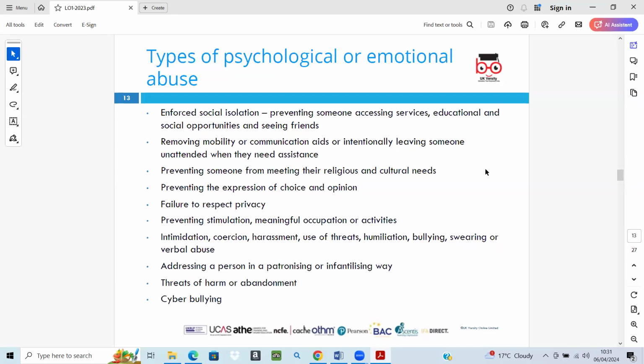Then we have types of psychological or emotional abuse. Again, we discussed that psychological or emotional abuse is something we cannot see, unlike physical abuse. But there are a lot of victims facing these issues, so we need to find those problems and then report to the safeguarding lead or any organization or agency which could help the victim.